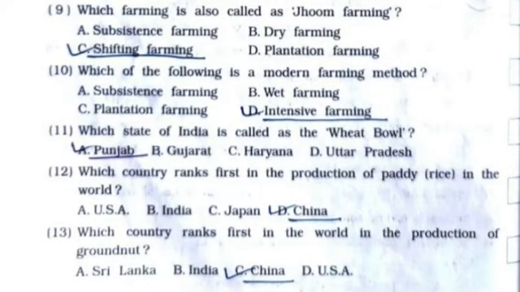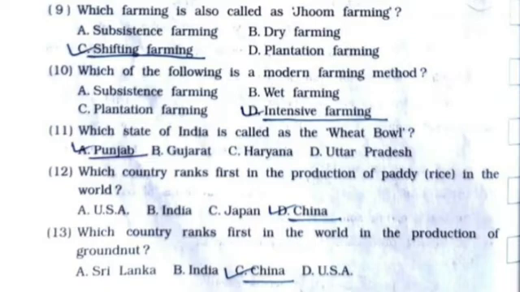Ninth, which farming is also called as jhum farming? It's option number C, shifting farming. 10th, which of the following is a modern farming method? It's option number D, intensive farming. 11th, which state of India is called the wheat bowl? It's option number A, Punjab.